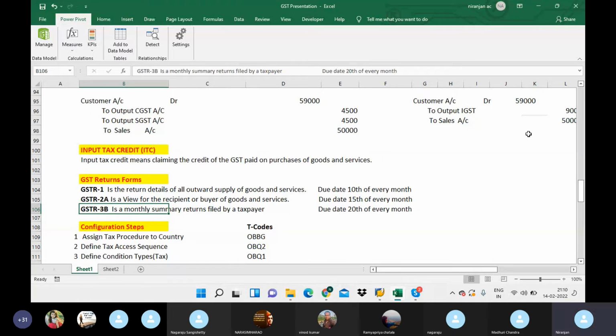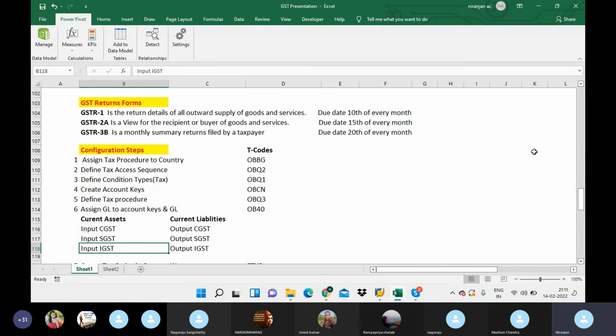And coming to GSTR 3B, it's a monthly summary of return details. All the sales and purchase transactions that happen every month, output minus input, all of this comes on GSTR 3B. That's the monthly summary. The due date is the 20th of every month, by which we need to file GSTR 3B. Sometimes due dates are extended by one or two days depending on the Government of India; during COVID times it was extended by 2-3 days also.